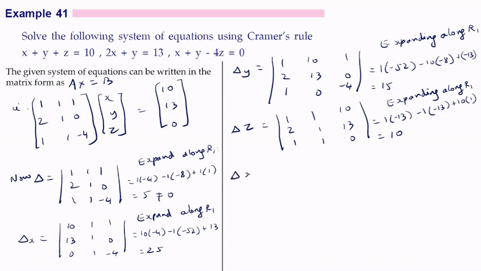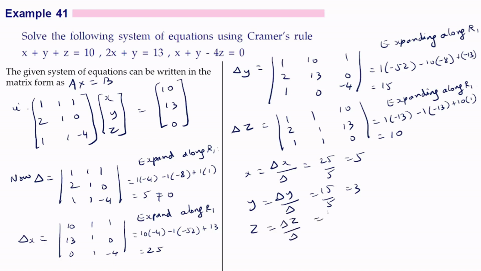Now x is delta x upon delta. So it is 25 by 5, which is 5. y is delta y by delta. It is 15 by 5, which is 3. And z is delta z by delta. It is 10 by 5, which is 2. Therefore, x equal to 5, y equal to 3, and z equal to 2. So this is the solution for the given system of equations which we have found using Cramer's rule.